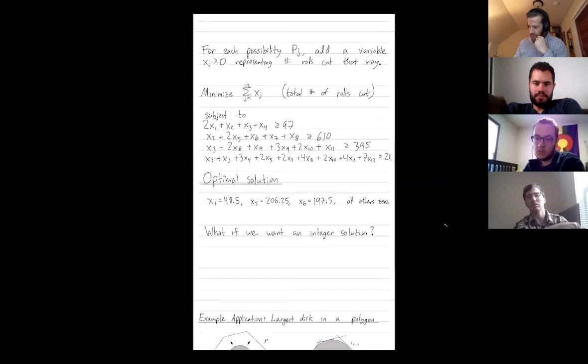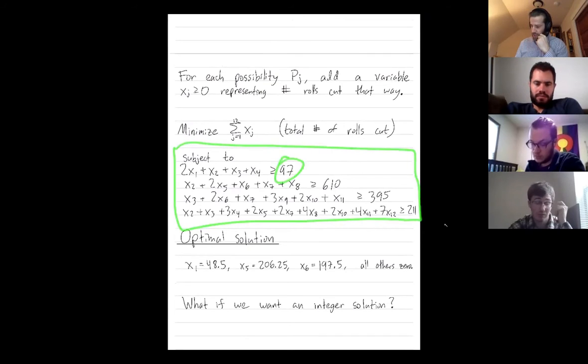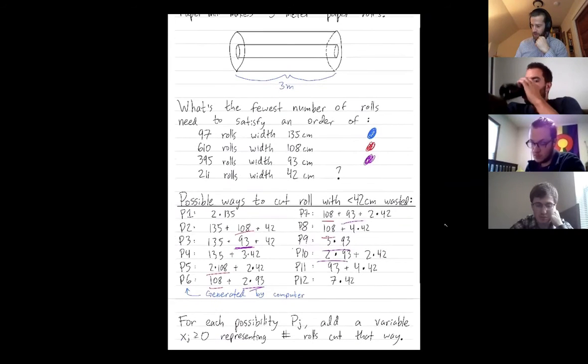Okay, so I've again cheated, and here are all of your constraints. We're saying we want 97, 610, 395, and 211 rolls of the appropriate size.